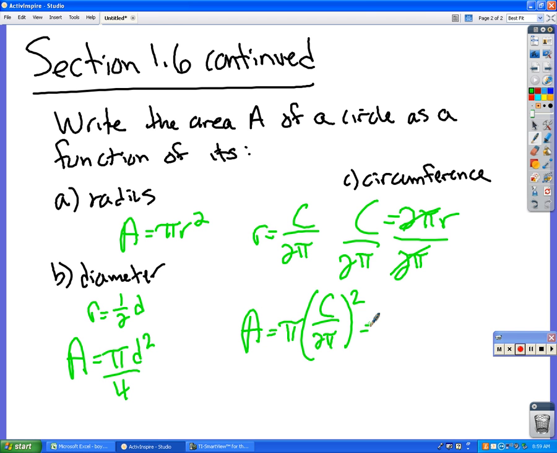What's c squared? C squared. What's 2 pi squared? 4 pi squared, because 2 times 2 is 4, and pi times pi is pi squared. But what can I do with the pi on top? Cancel this pi with one of the pi's down here. So final answer is c squared over 4 pi.